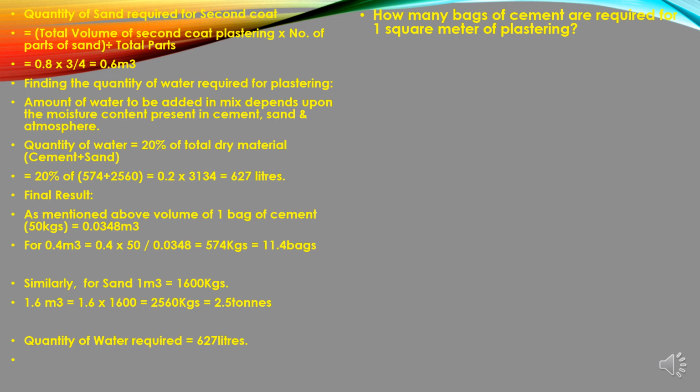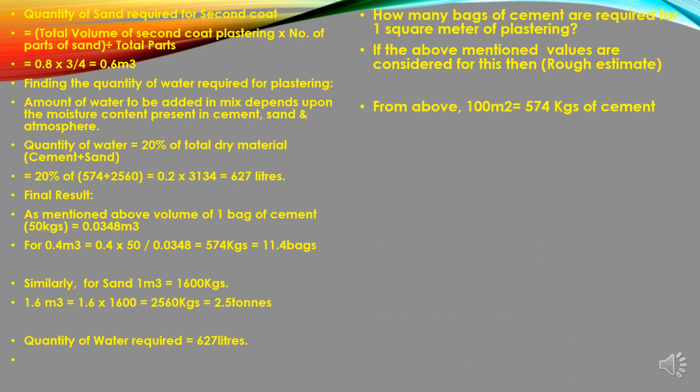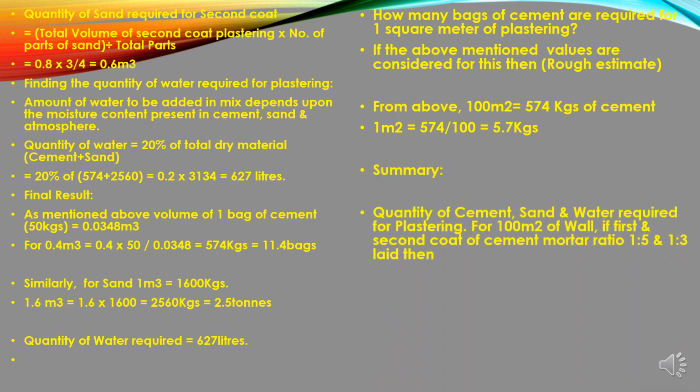How many bags of cement are required for 1 square meter of plastering? The above mentioned values are considered for this. From above, 100 square meter is equal to 574 kgs of cement. 1 square meter is equal to 574 divided by 100, which is equal to 5.7 kgs of cement.